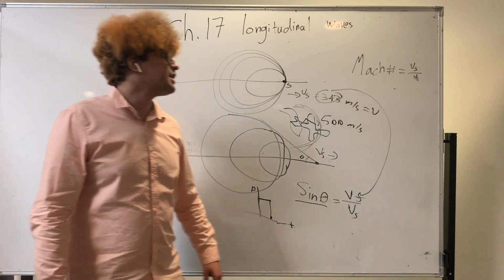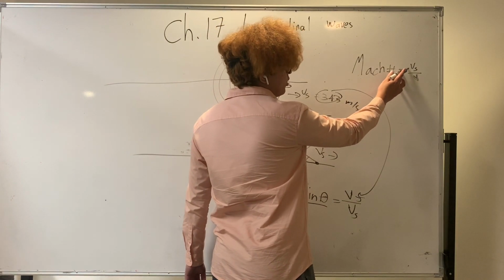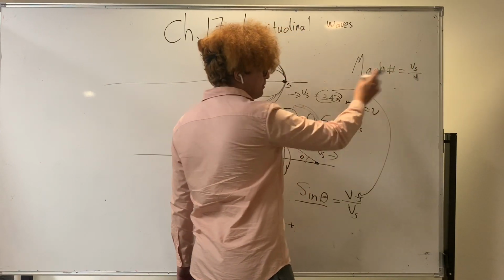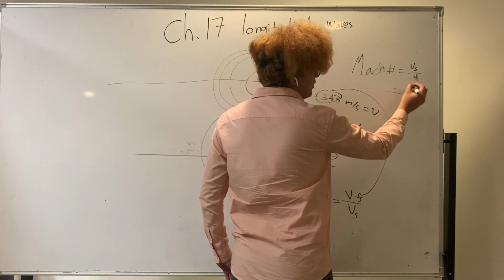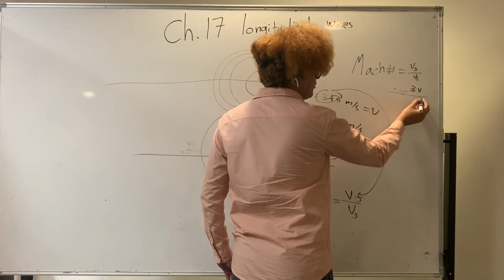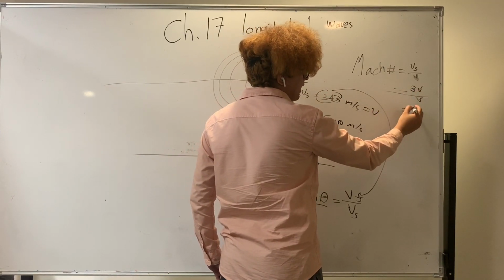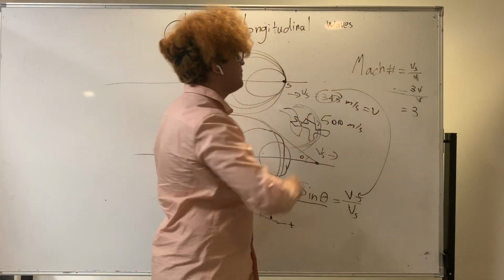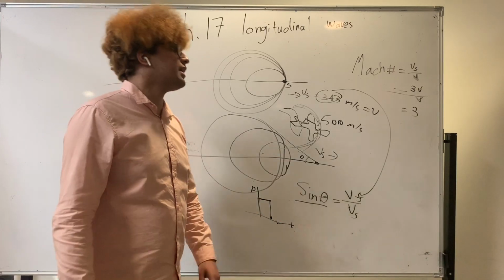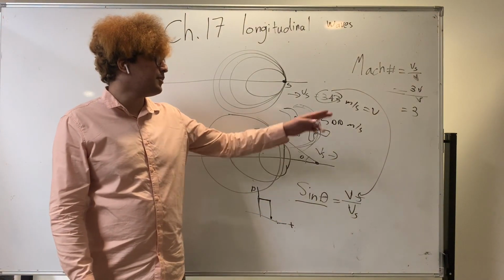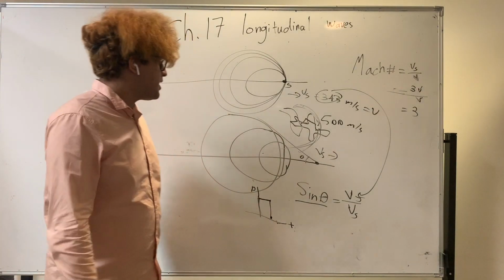Yeah, and finally there is something called Mach's number. Mach's number is the velocity of the source, say the airplane, divided by the velocity of the sound. So if we have an airplane that is moving 3 times the speed of sound, if you divide that by the velocity of sound, these are going to cancel, and we're going to have a Mach number of 3. So if somebody tells you that an object is moving at Mach's number 3, it means that we're moving at 3 times the speed of sound.